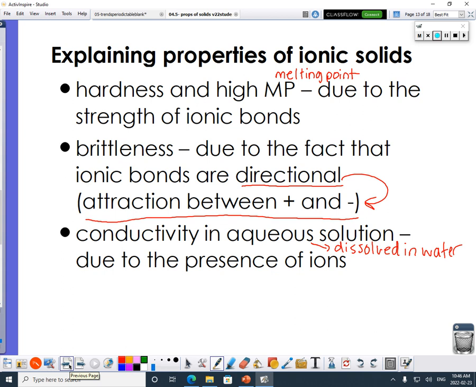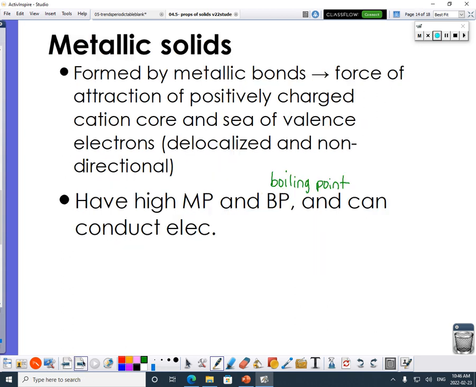Everybody good here? Okay. So then the last one is a metallic solid, formed by metallic bonds, and I did say yesterday that there would be a picture today, which there is. I believe it's the same picture that we would have used in grade 11. We talked about metallic bonds yesterday, and in grade 11. Don't push out of your brain things that you already know, okay?